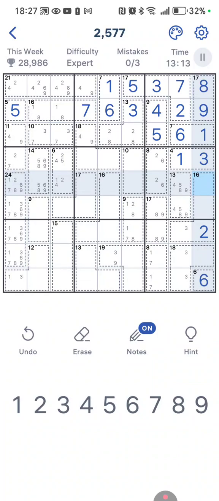So 3. Where's 4 going? 5, 6, 7. This has to be 7. Can't believe I didn't see that. 8.